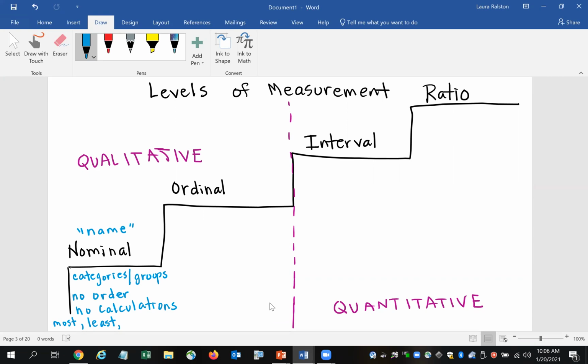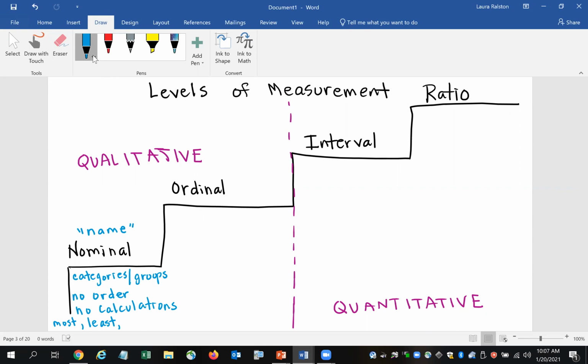And again, some examples there would be the idea of gender, even your social security numbers are at the nominal level. We would not normally put people in order by their social security number or their GHCID number. Those are randomly assigned numbers, so to speak. So you wouldn't try to order them.